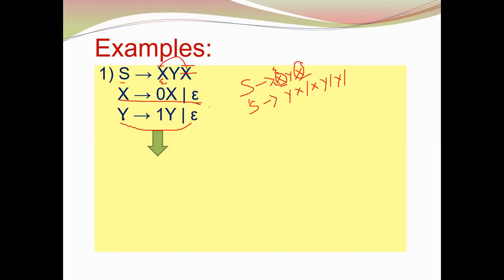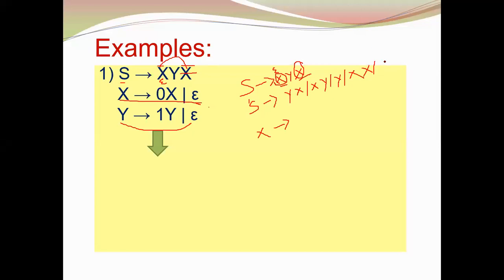If I'm substituting Y tends to epsilon in this production, then what is the value? X Y X. Okay, so these are my possible cases after removing epsilon. And the next one, the first production is over. The next production is X tends to 0X. I have to write down again the same thing also.